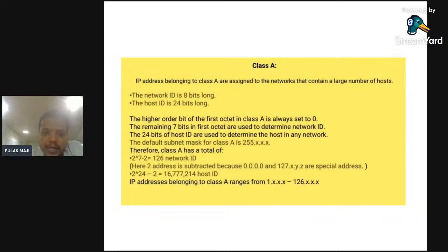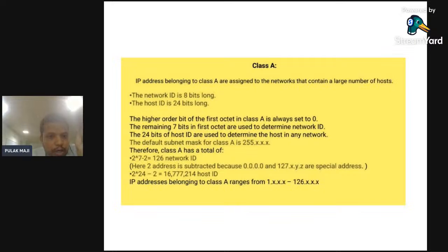Similarly, in class B, how many IP addresses are there for the host ID? 2 to the power 16 IP addresses are there for the host. This many IP addresses we can use as host machines. Similarly, for class C, how many IP addresses are used as host machines? That is 2 to the power 8.